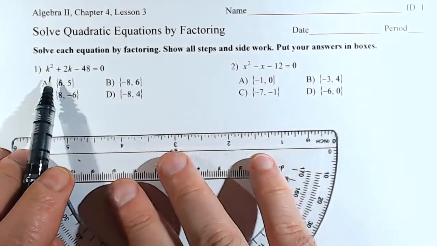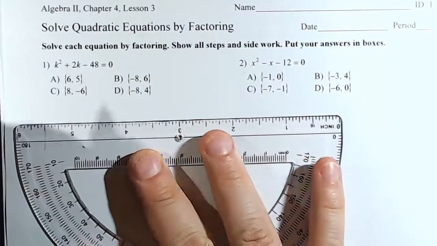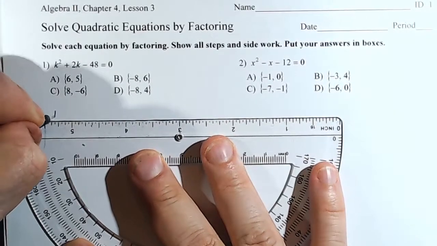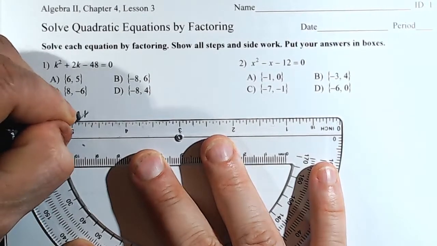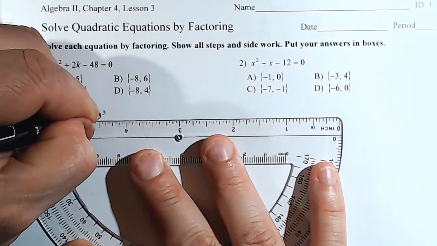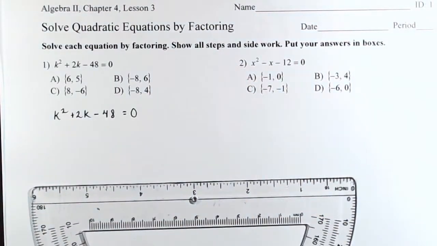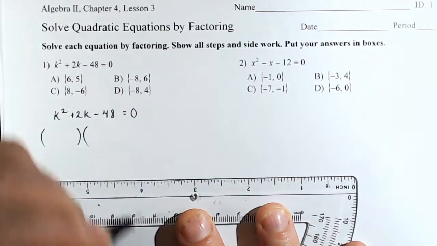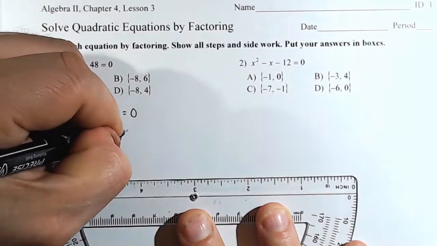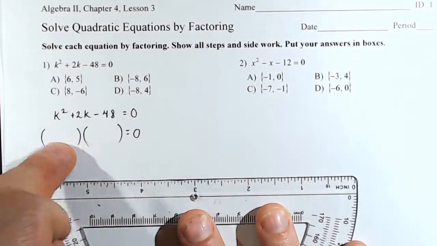In the first problem, we're given k squared plus 2k minus 48 equals 0. So the first step is to rewrite it: k squared plus 2k minus 48 equals 0. The first thing I want to do is write open parentheses, close parentheses, open parentheses, close parentheses equals 0, because I'm going to rewrite this quadratic equation in factored form.